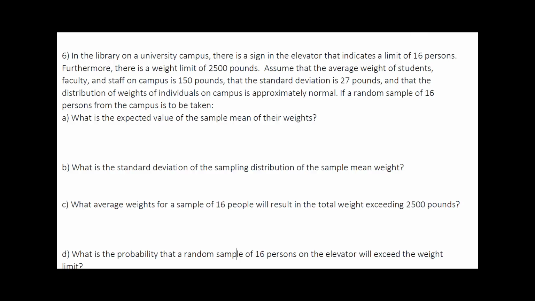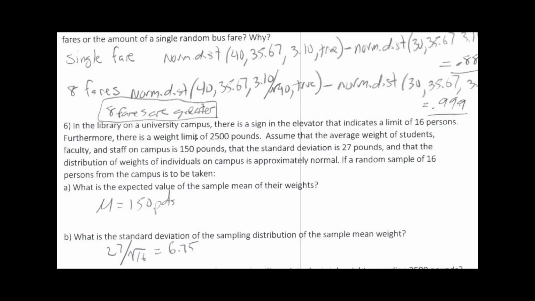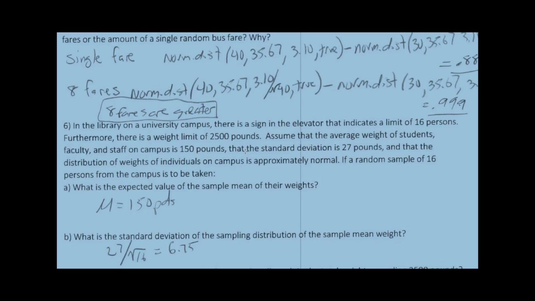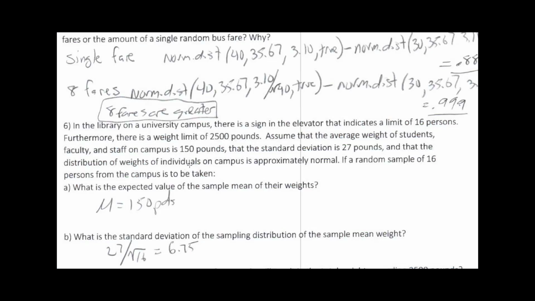Let me continue from this screen since I already wrote it out. The standard deviation for the sampling distribution, since we're talking about 16 people: I would want to take the population standard deviation of 27 and divide that by the square root of n, which gives me 6.75.